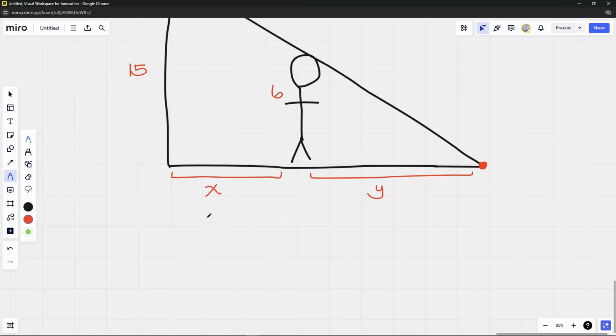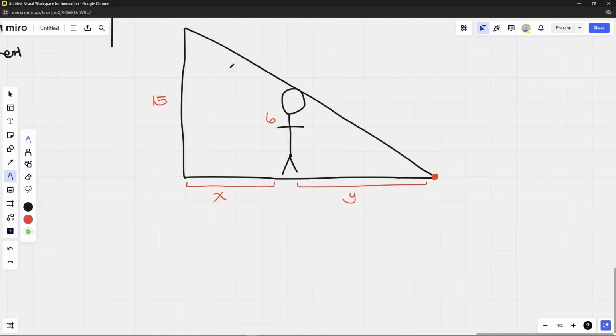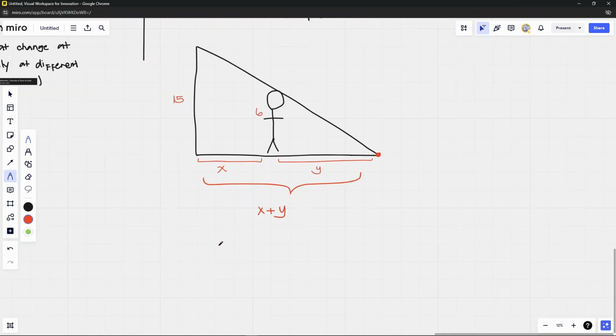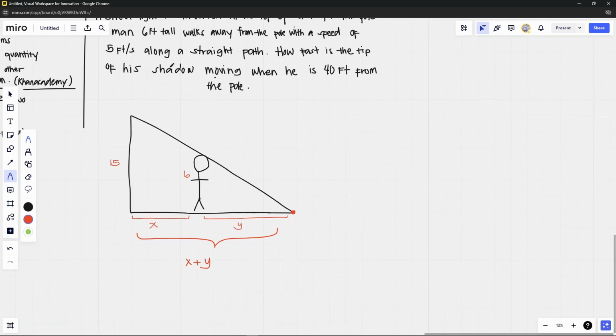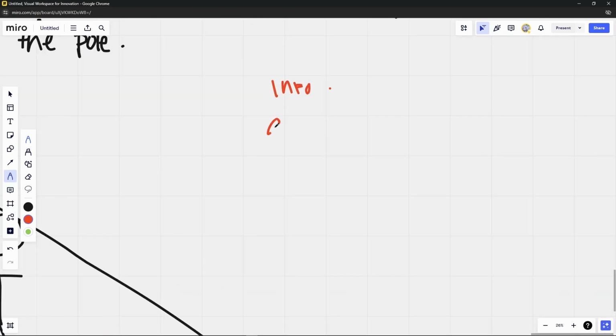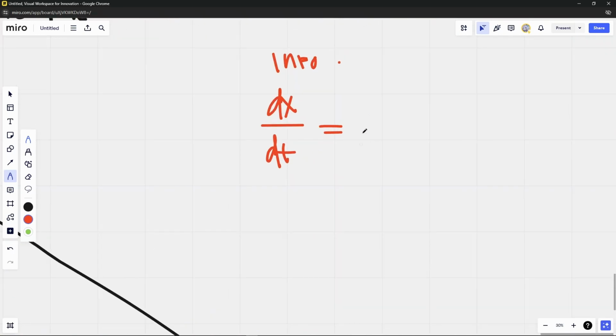Kailangan natin malaman kung ano yan. Kasi as you can see dito, may dalawa tayong right triangle, dito at dito. So, para mas madali yung buhay nyo, gawin na lang natin siyang isa. So, this represents x plus y. And then, what we know is that a 6-foot tall man walks away from the pole with a speed of 5 feet per second. So alam natin na ang bilis niya is 5 feet per second.